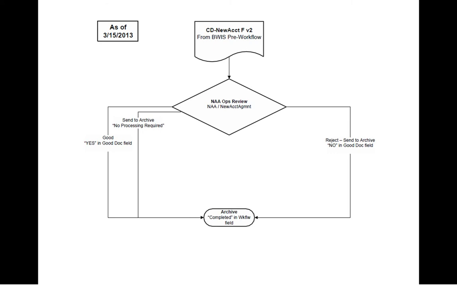Now this diagram shows the workflow steps for new account applications and agreements and joint account agreements processing in the workflow. The first work step is new accounts ops review. There are currently 3 possible actions that can be taken in the ops review work step.